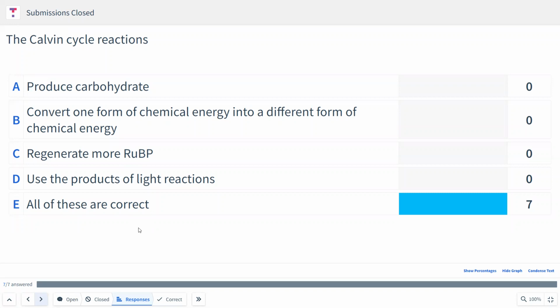We have to regenerate each cycle. We have to end up regenerating that 5-carbon molecule, which combines with CO2. That's the ribulose 1,5-bisphosphate. It uses products of the light reactions, ATP and NADPH. So all these are correct.